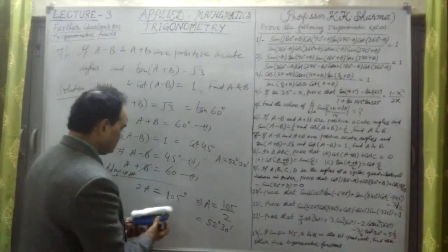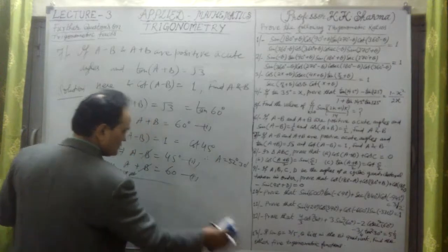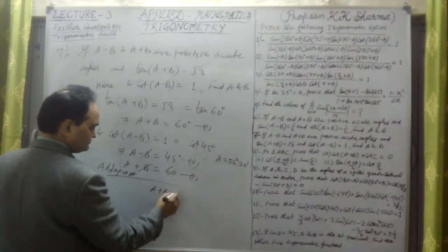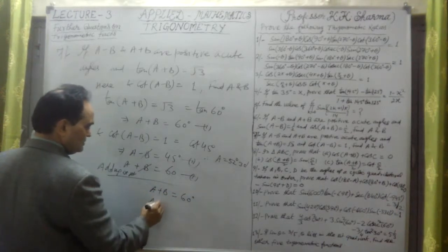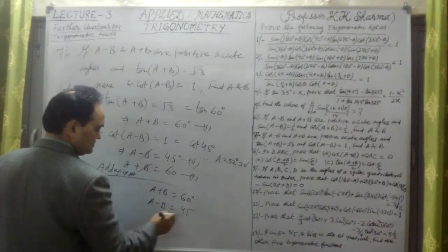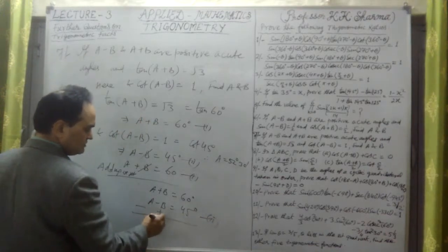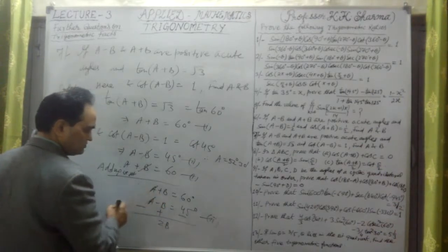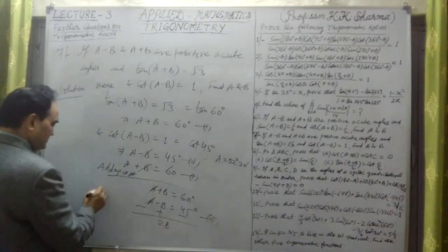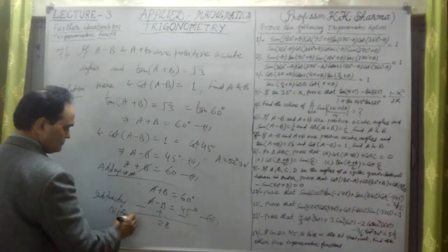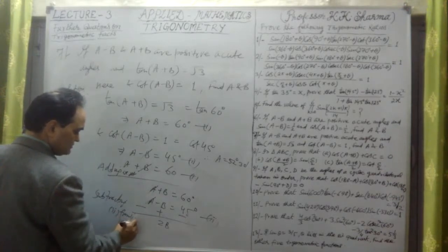What about B? Now, let me subtract. A plus B is equal to 60 degrees, and A minus B is equal to 45 degrees. If I subtract the second from the first, plus B becomes twice B. A and A cancel out. After subtracting the second from the first, we get this.